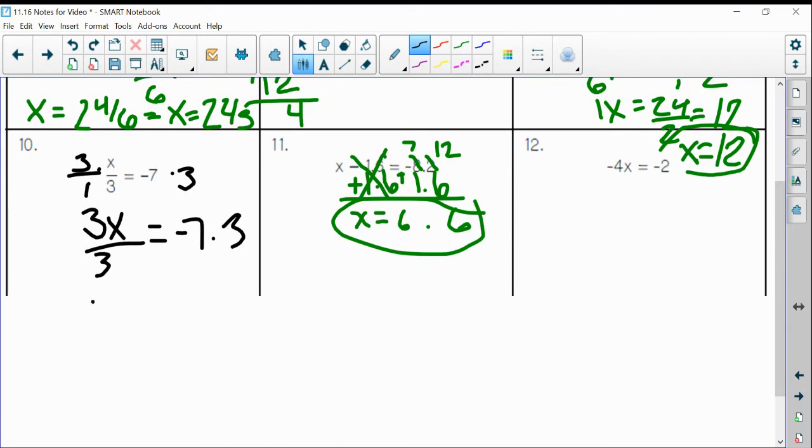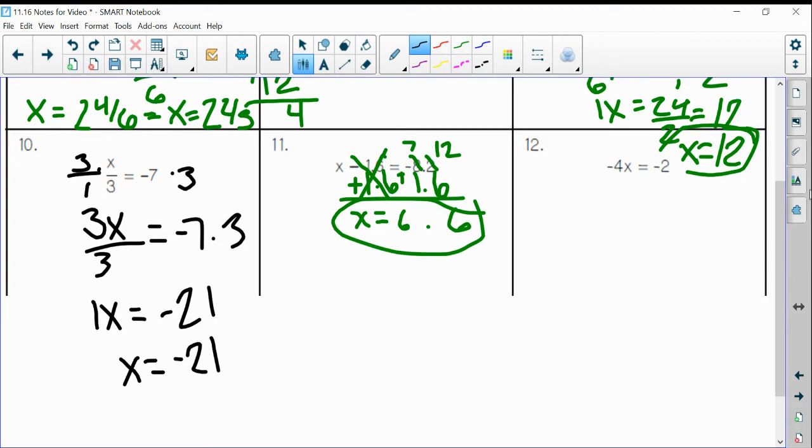And we know 3 divided by 3 is 1. So I have 1x is equal to, what is negative 7 times 3? 7 times 3 is 21. A positive and a negative give me a negative 21. Awesome, and we can drop the 1 if we want and just say x is equal to negative 21.